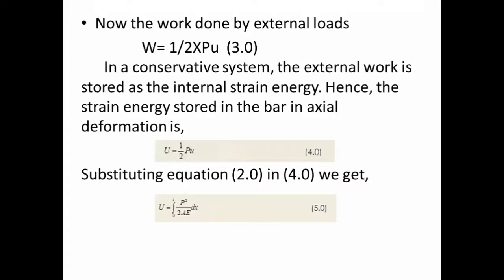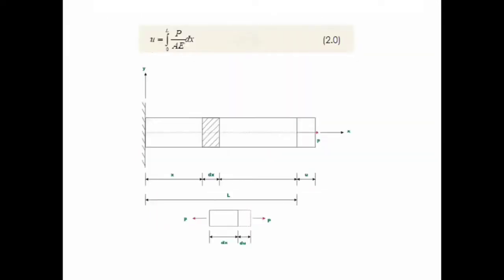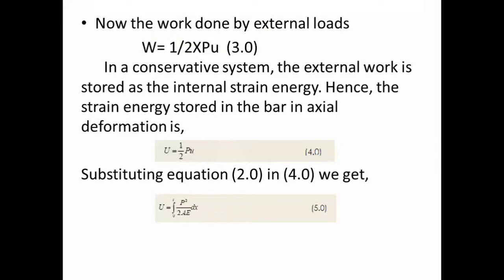Now this, equation 2, is the internal work done. What will be the external work done? It will be 1 by 2 times P into U, that is the average work done, where P is the external load and U is the deformation. Now we have to equate these two terms: external work done is equal to internal work done.